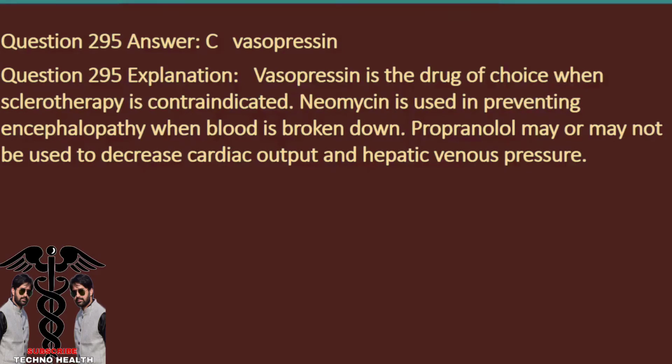Explanation: vasopressin is the drug of choice when sclerotherapy is contraindicated. Neomycin is used in preventing encephalopathy when blood is broken down. Propranolol may or may not be used to decrease cardiac output and hepatic venous pressure.